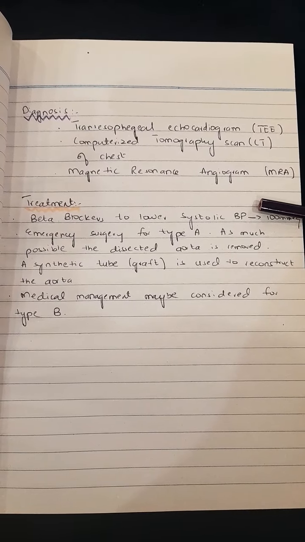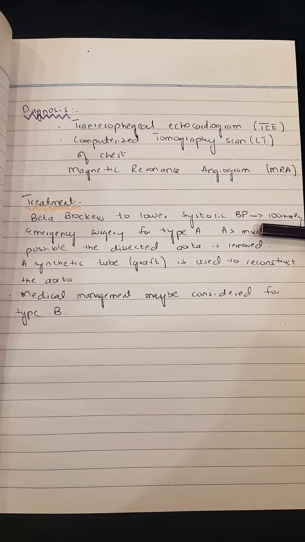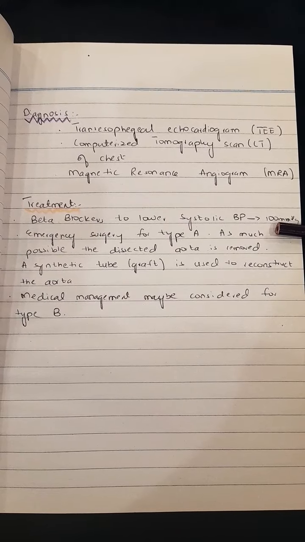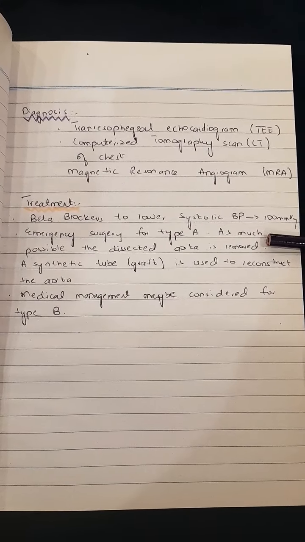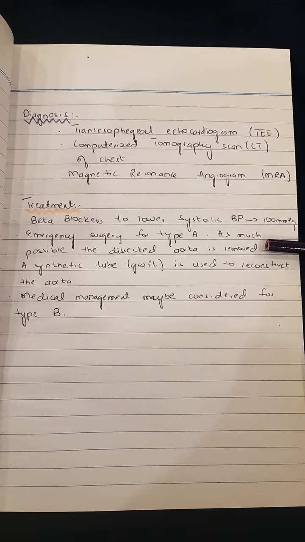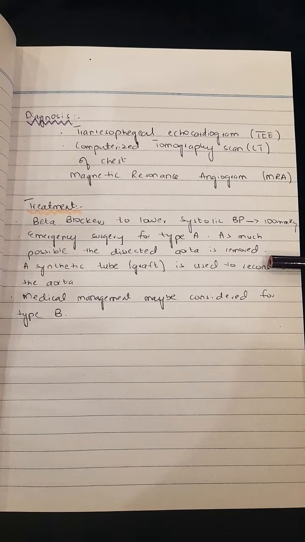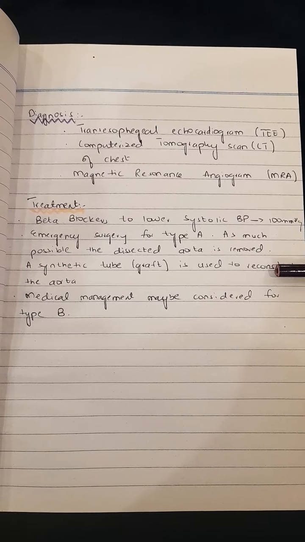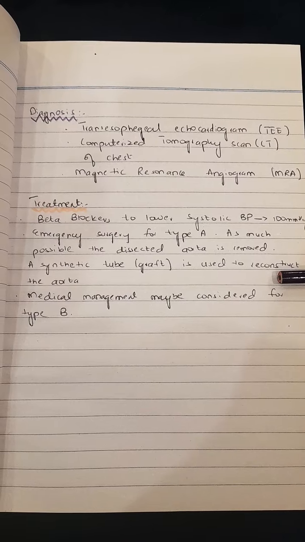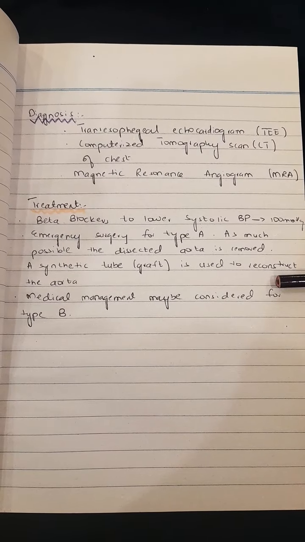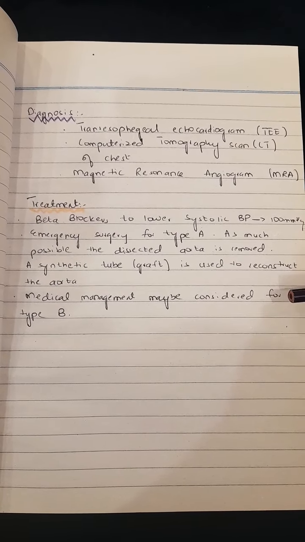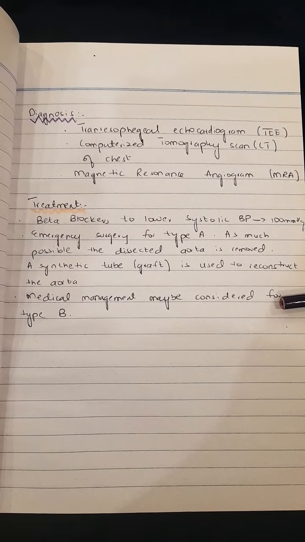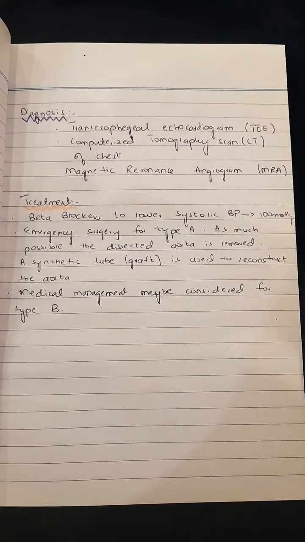The treatment includes a beta blocker to lower the systolic blood pressure to around 100 mmHg. Emergency surgery is the treatment of choice for type A. As much as possible, the dissected aorta is removed and a synthetic tube or graft is used to reconstruct the aorta. Medical management may be considered for type B as it's usually not very severe.